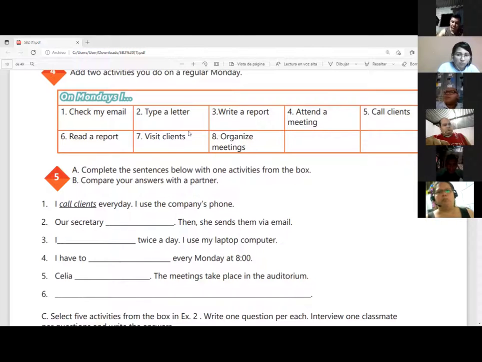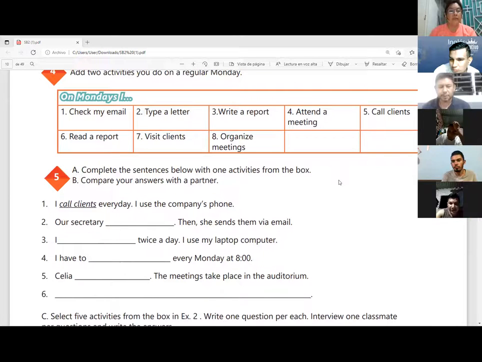Okay, Miss Brenda, do you have number six? I visit clients the next Monday. Excellent. I visit clients next Monday. Good job. Mr. Carlos Martinez, do you have number six? Sorry, teacher. No la creé. Okay. It's okay. Mr. Samuel, do you have number six? Yes, I got it. I visit clients every day. Okay. I visit clients every day.